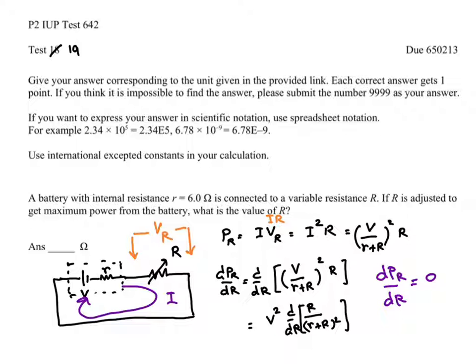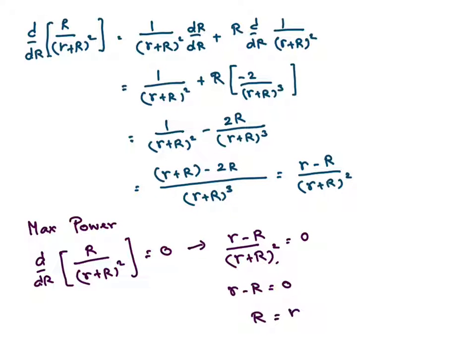So the condition for the maximum power is that this term is 0, because we know V is not 0. V is the voltage difference of the battery, so this term must be 0. We have to evaluate this term, and when we let it equal 0, find the value of R. This is a mathematical calculation.